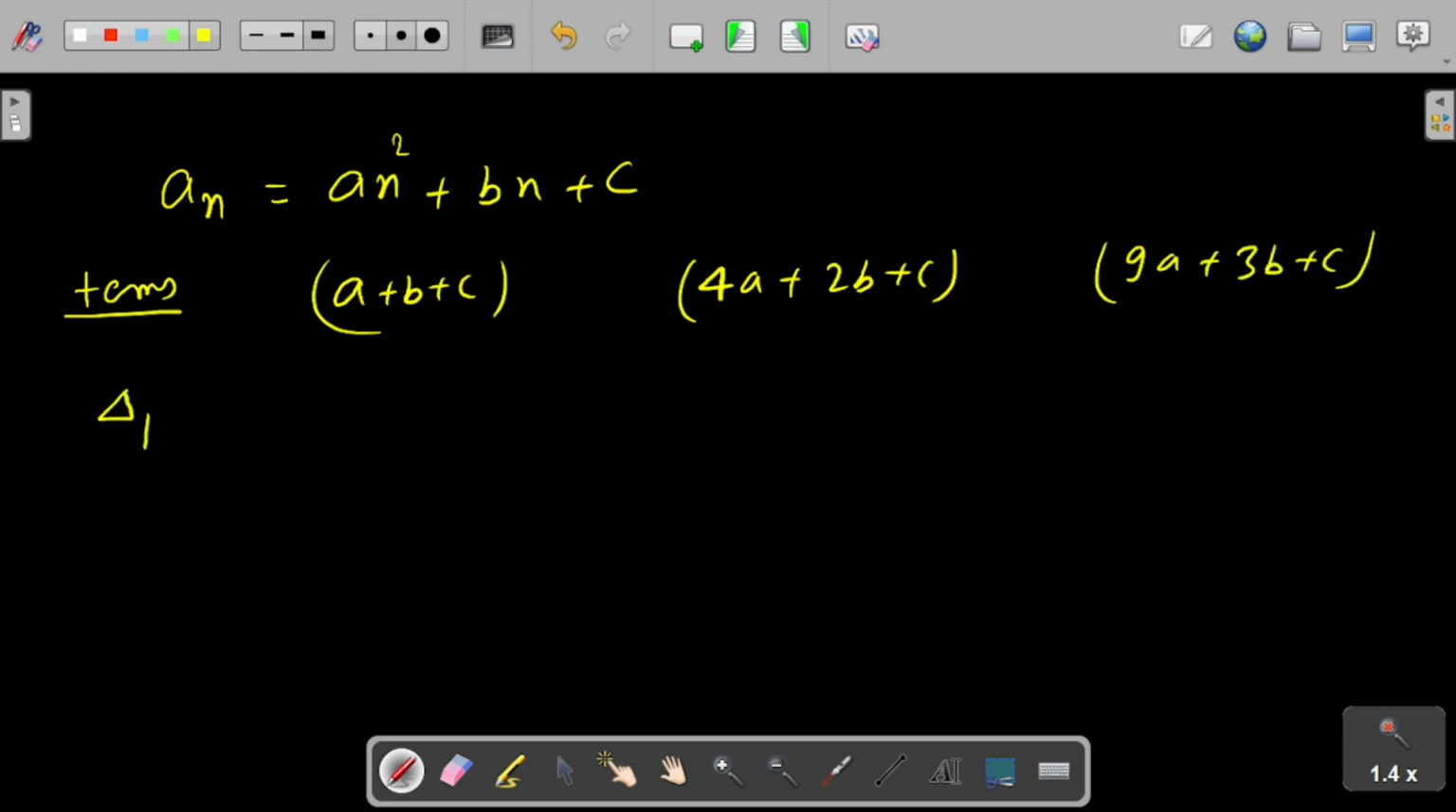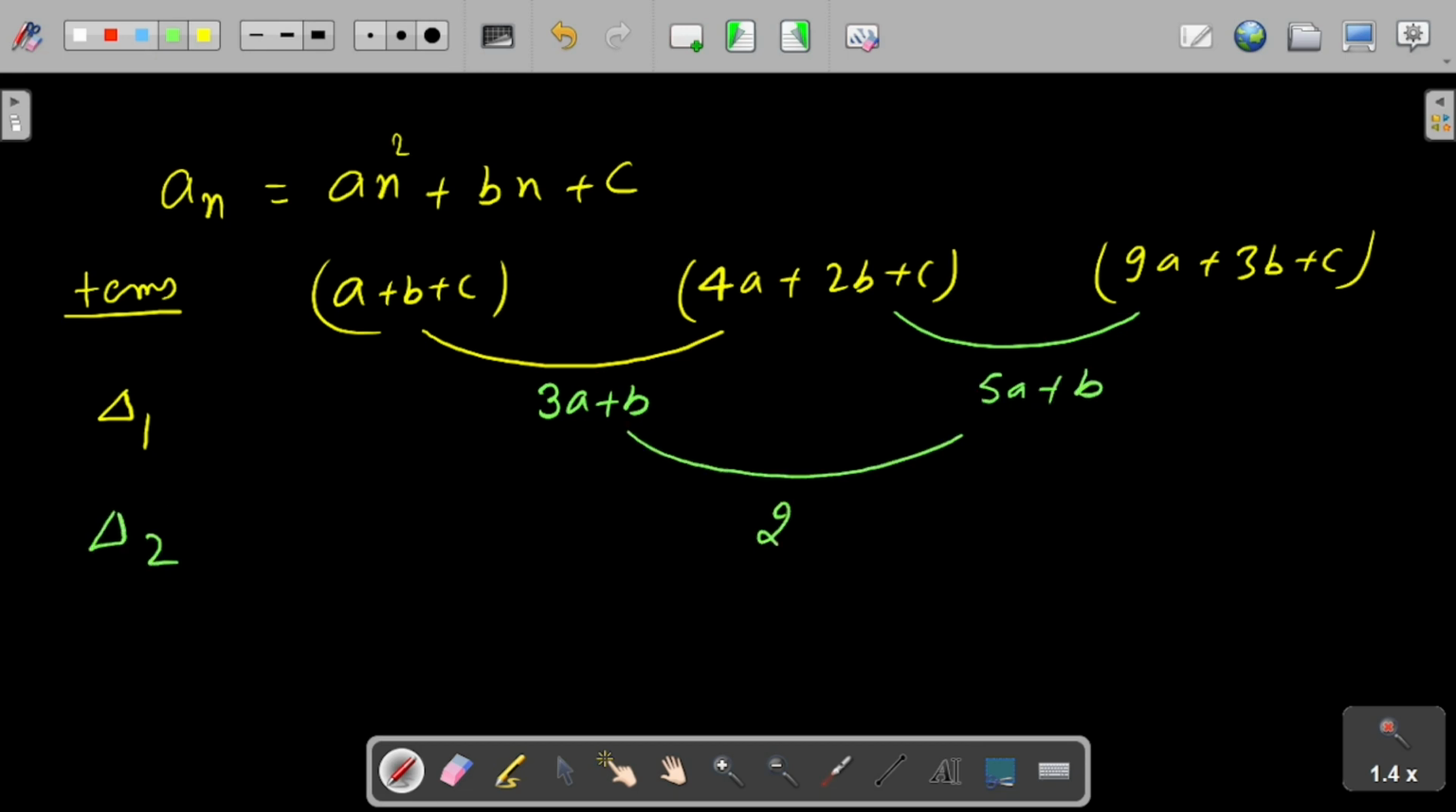The first difference, the difference between these two, is going to be 3a plus b. The difference between these two will be 5a plus b. And if you take the second difference between these two, it is going to be 2a. I recommend that you keep in mind that the second difference is 2a for the quadratic sequence, and for the cubic sequence it is 6a. It will help you to find one variable. If one variable is found easily, the other two variables will be easy to find.